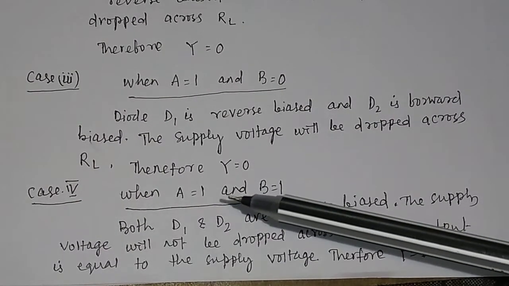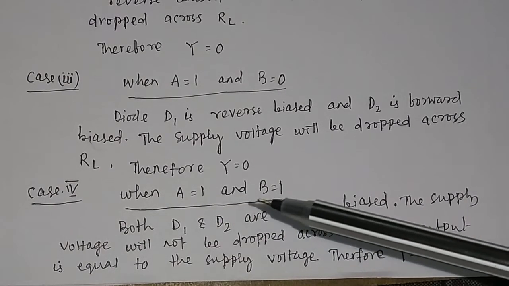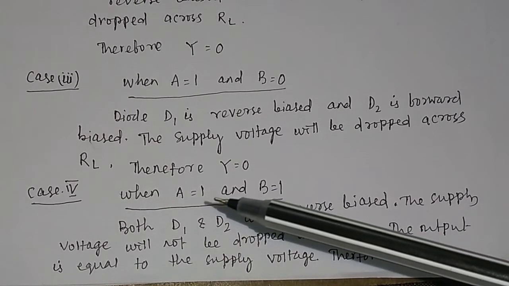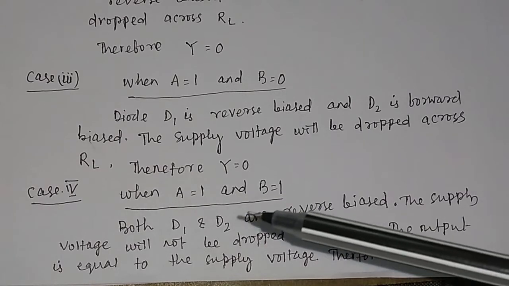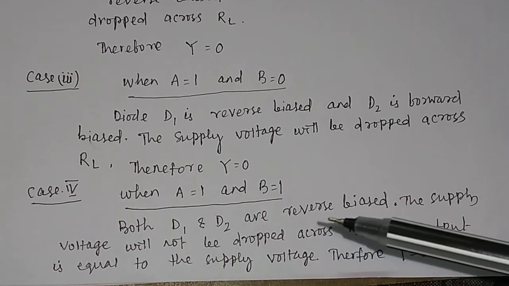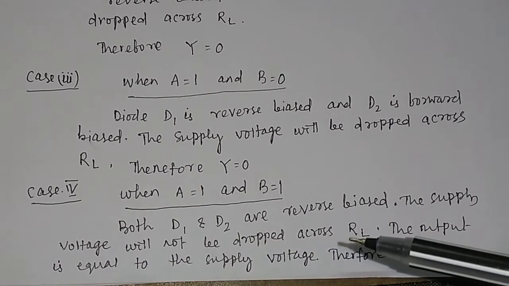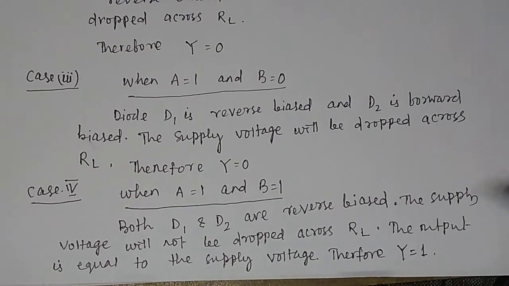But when A equal to 1 and B equal to 1, you give in the input A equal to 1 and B equal to 1. 1 means you will give either 5 volt or 6 volt depending upon the circuit. So when A equal to 1 and B equal to 1, both diodes D1 and D2 are reverse bias. So the supply voltage will not be dropped across RL. So the output is equal to the supply voltage, therefore Y equal to 1.